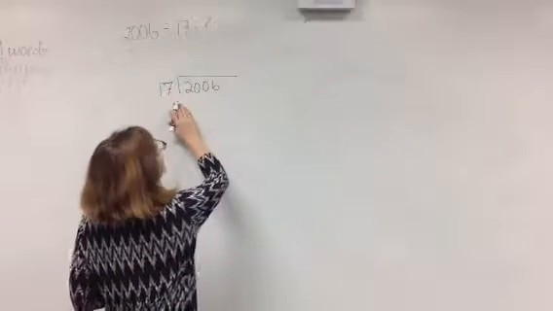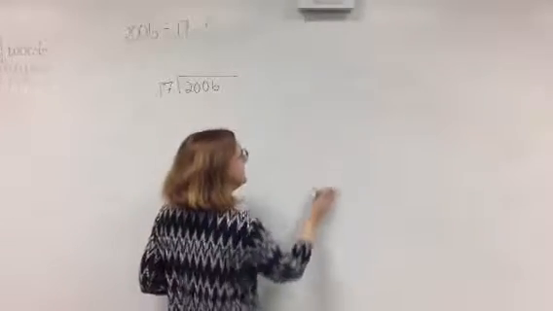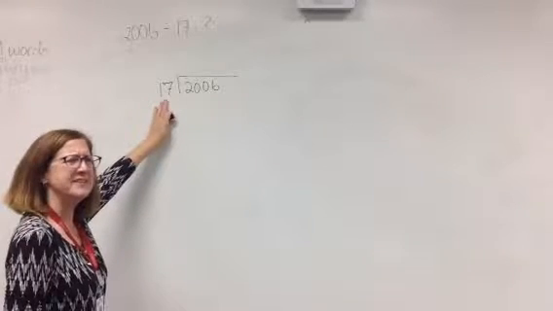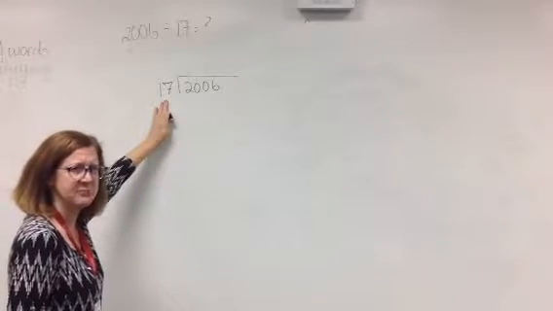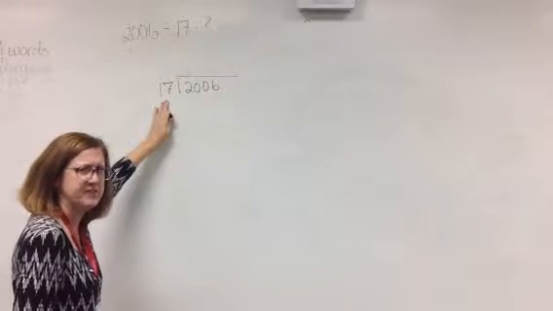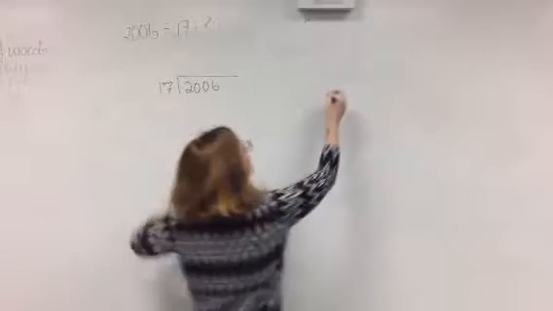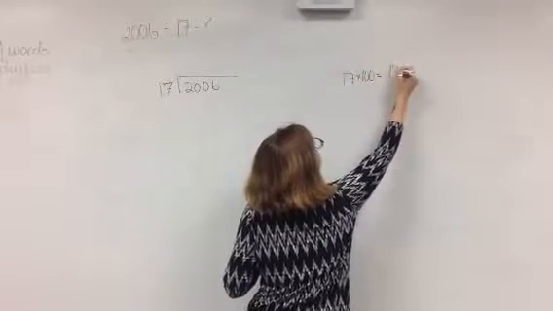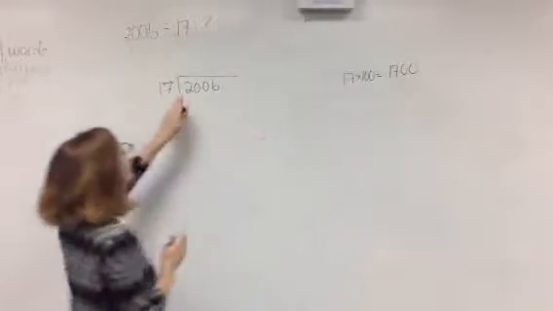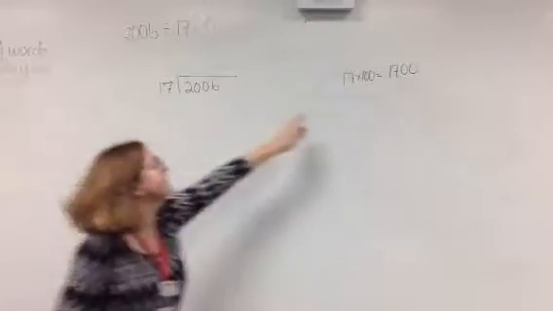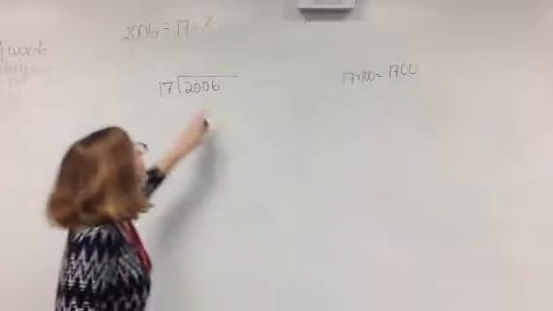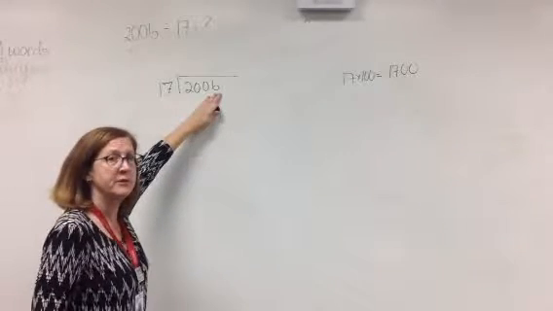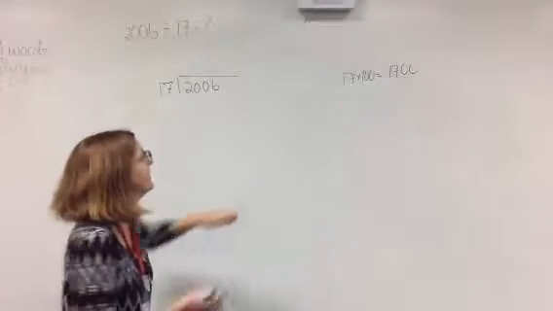The first thing I need to do is set up my times tables of 17, over here. So, should I multiply 17 times 10, 17 times 100, 17 times 1,000? Well, let's start with 100. 17 times 100 is 17 plus 2 zeros. If I look here, 1,700 is smaller than 2006. So I know that I should keep going in the hundreds.